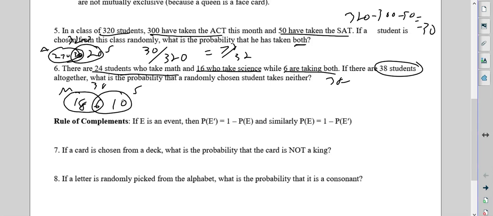So if you add those up, that's 34. That means there are 4 students that are not taking either. All right. So if we did 38 minus 18 minus 6 minus 10, that's where we get the 4. Okay. So that means there's 4 out of 38. That's the probability who are not taking it, which is 2 over 19.